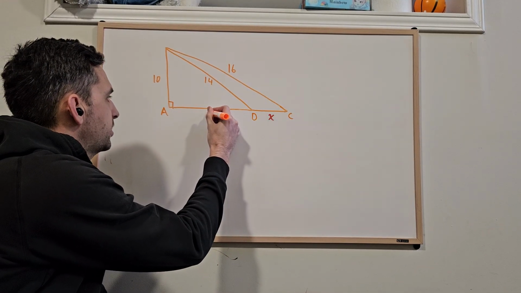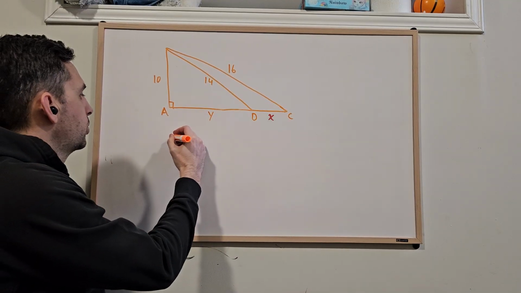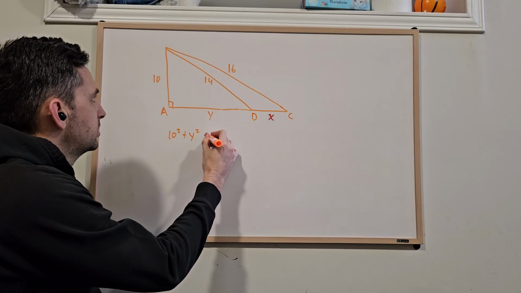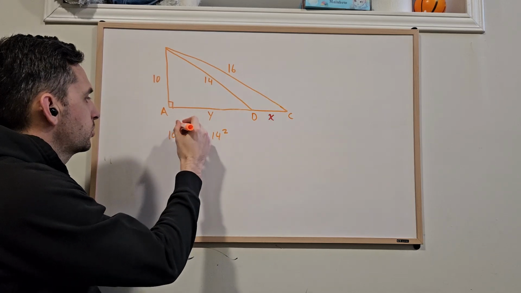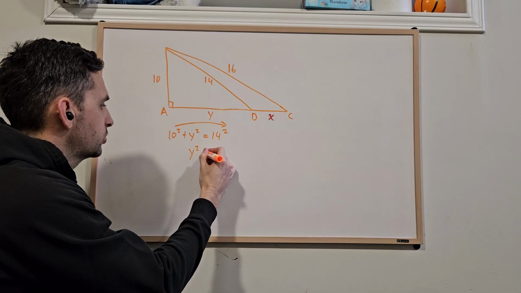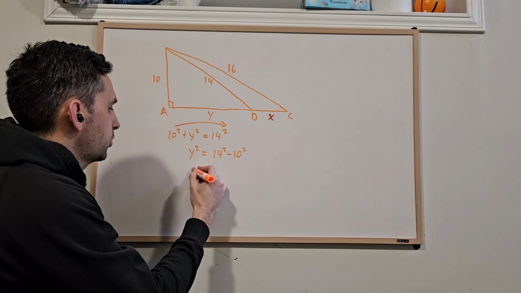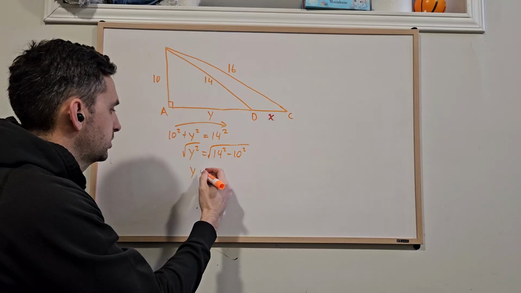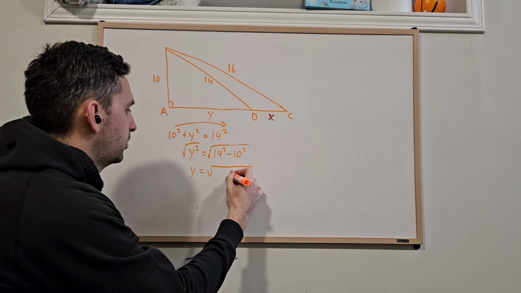I'm going to call this length here AD, I'm going to call it y, and we're going to solve for this y using the Pythagorean theorem. So we go 10 squared plus y squared is equal to 14 squared. Then we rearrange this: we move the 10 squared over to the other side, make it a negative. We'll go y squared is equal to 14 squared minus 10 squared. And then we're going to square root both sides, just like that.